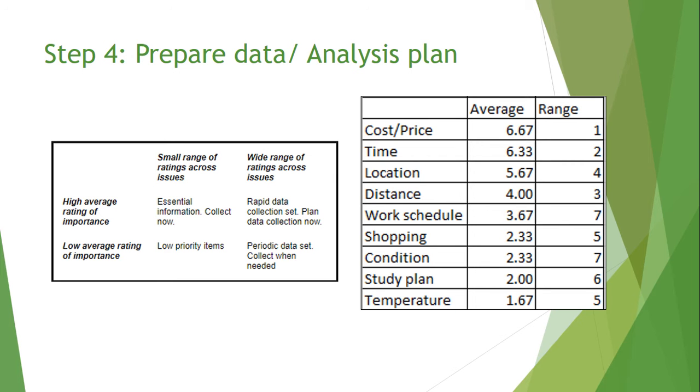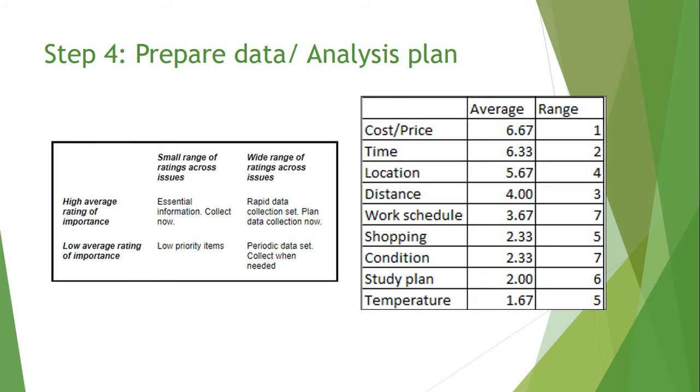Later, to analyze the data, it is important to look at the average and the range of the information that needs to be assessed. As you can see in the picture on the left, when the range is small and the average is high, that kind of information is essential and it needs to be collected immediately. When the range is wide but the average is still high, that's called the rapid data collection set.